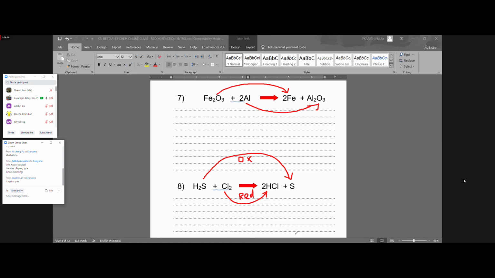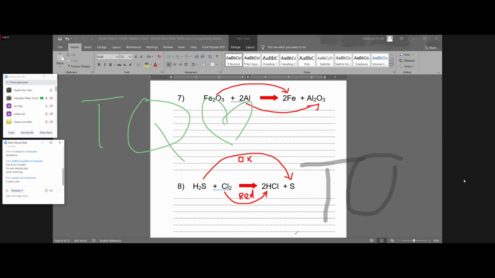Okay, any question for today? Teacher, yes? Al2O3, I thought it is aluminium 3 oxide. No, aluminium oxide. There's no 3. We use the 3 only for transition elements. Oh, okay. So aluminium oxide is just Al2O3. We don't say aluminium 3. Aluminium has only one charge.